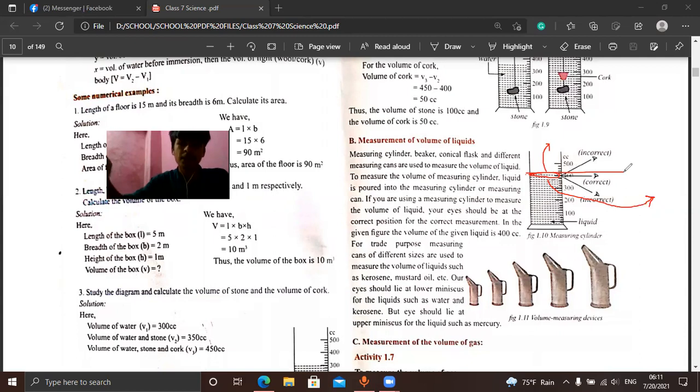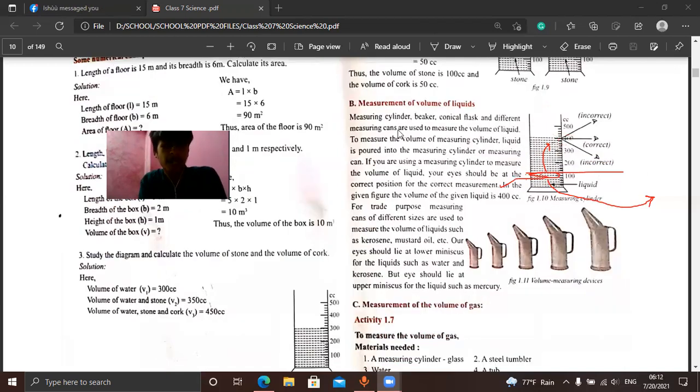If you want to take the reading of the volume of mercury, look at the upper meniscus. Similarly, if you want to take the reading of the kerosene, then you will look at the lower meniscus at the lower surface. Let me make it straight or accurate. You will look at this lower meniscus if you want to take the reading of the volume of the kerosene. Got it? How to take the reading?